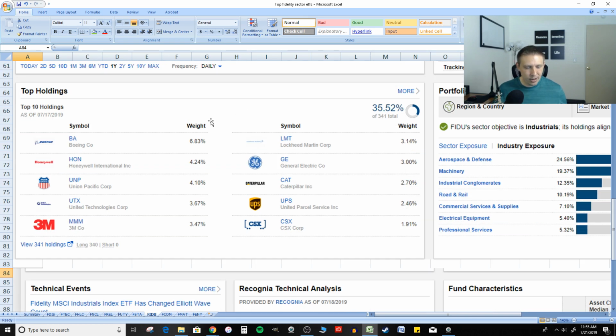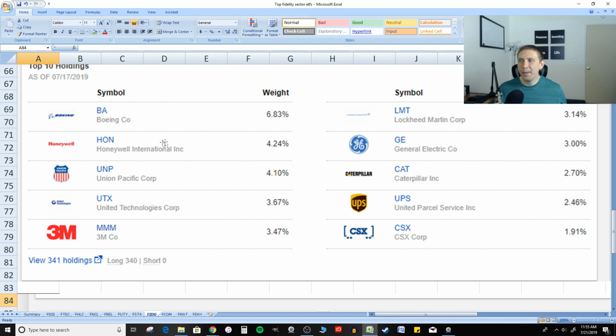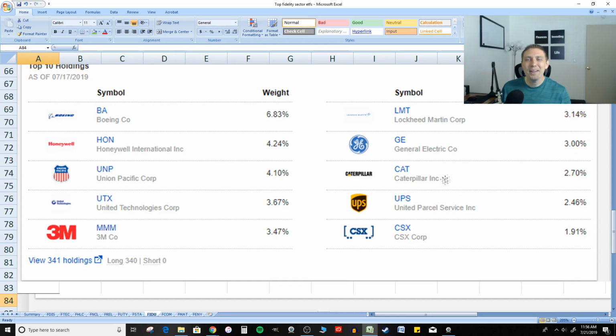Well, some of the main players include companies like Boeing, Honeywell International, Union Pacific Corp, United Technologies Corp, 3M, Lockheed Martin, and Lockheed Martin is the largest defense contracting company, I believe, in the world. They make weapons, they make those cool F-35, or the fighter jets and all that stuff. That's what they make. General Electric, Caterpillar, UPS, or United Parcel Service, and CSX Corp.